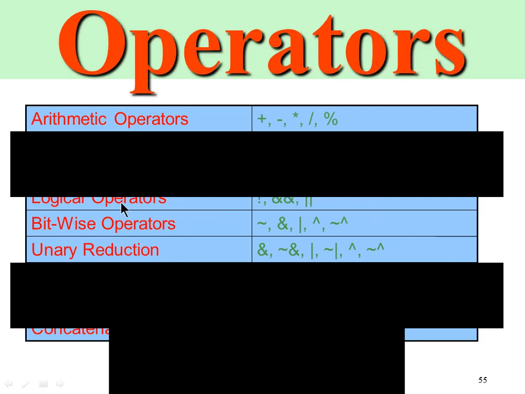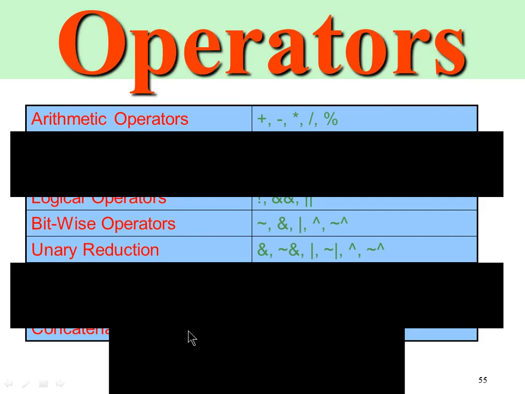We have logical operators. This is the inversion operator, this is and, this is logical or. Then we have bitwise operators. This is inversion, ANDing, ORing, XOR, XNOR. Then we have the unary reduction operator. We will also see what that means shortly in one of the examples. Shifting, so we can shift the values right or left as required. We have conditional operators. This conditional operator will be used quite a lot, and we have a lot of examples later on. The conditional operator is denoted by the question mark and colon sign.